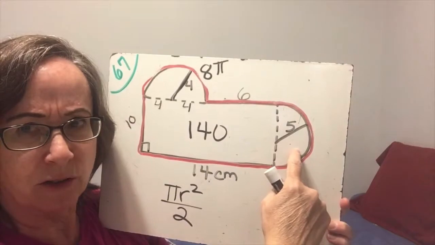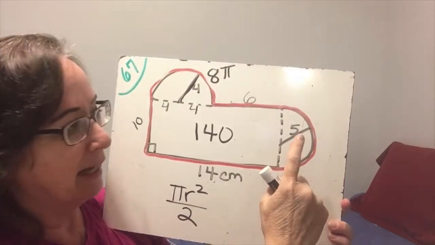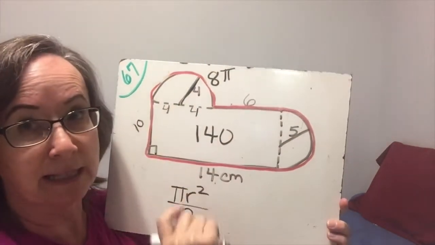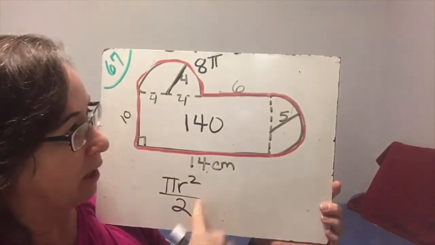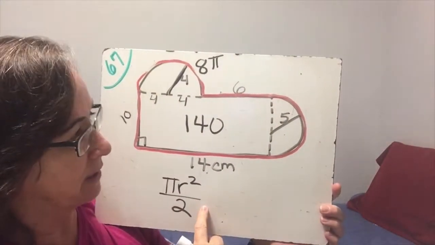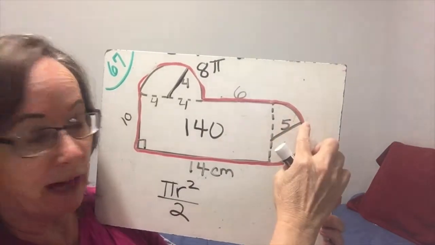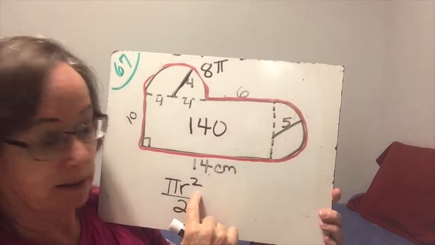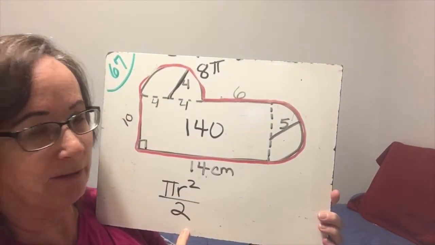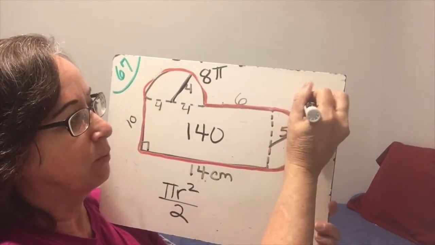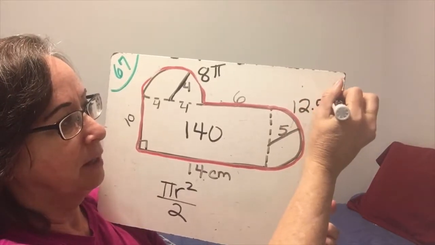Now this little circle should be a little bit bigger, shouldn't it? Because it's a radius of 5, whereas this was a radius of 4. So again, we're going to use this formula for our area of our semicircle. 5 squared is 25, divided by 2 is 12.5. So over here we'll have 12.5 pi.